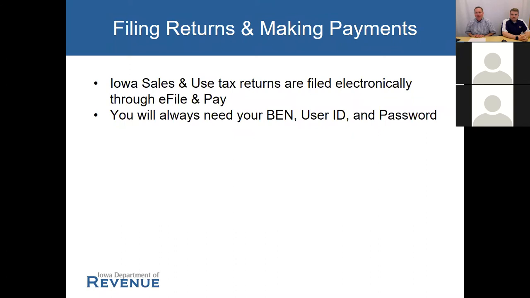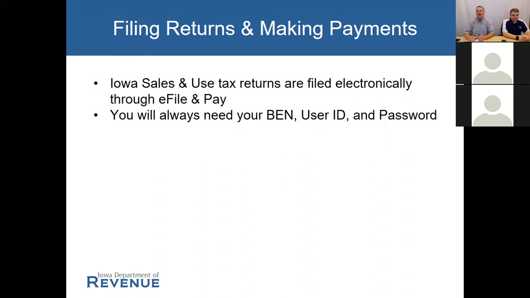Alrighty, filing returns, making payments, I have mentioned quite a few times. E-file and pay, this is our electronic filing system from our website. In order to do this, you're going to need your BEN or business e-file number. This is something that is issued to you when you register for an Iowa tax permit, and do not lose that number. That is your key to get in the system. It is an 8-digit number. Put that someplace safe so you've got it.